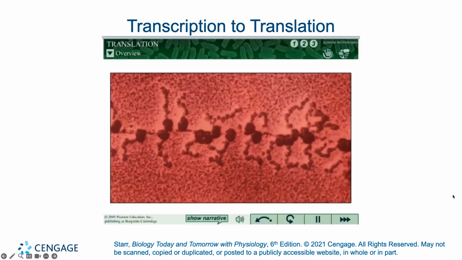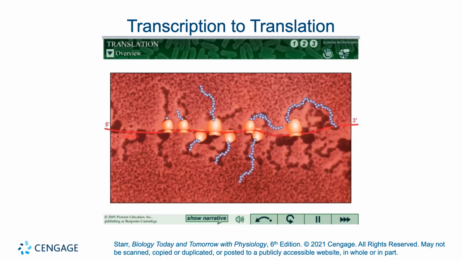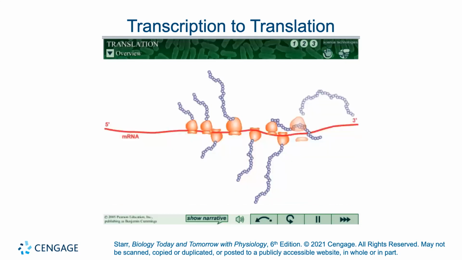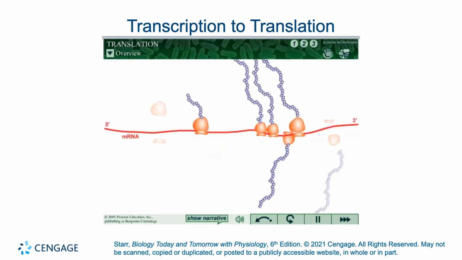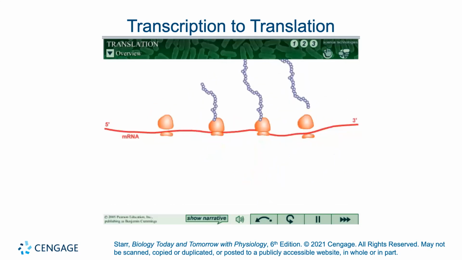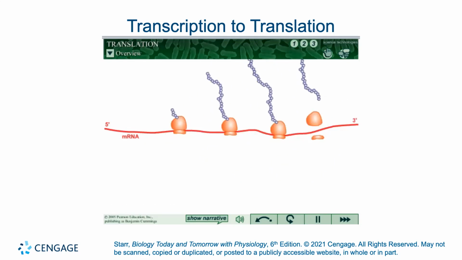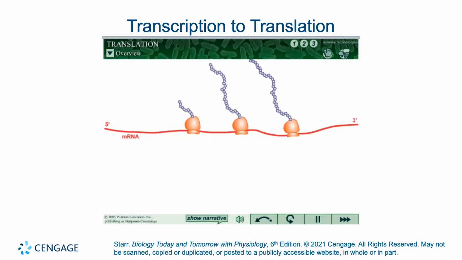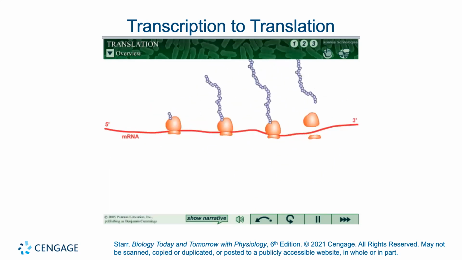Translation is the process by which the information contained in a molecule of messenger RNA is used to synthesize a protein. The process is called translation because ribosomes read along a messenger RNA molecule, translating the genetic code into the amino acid sequence of the protein.